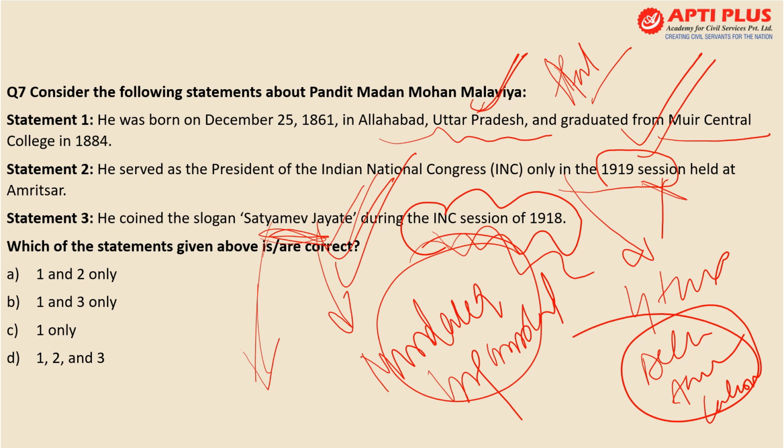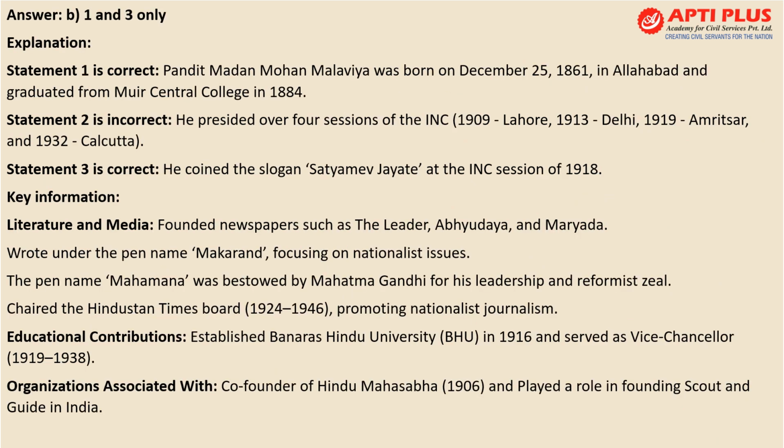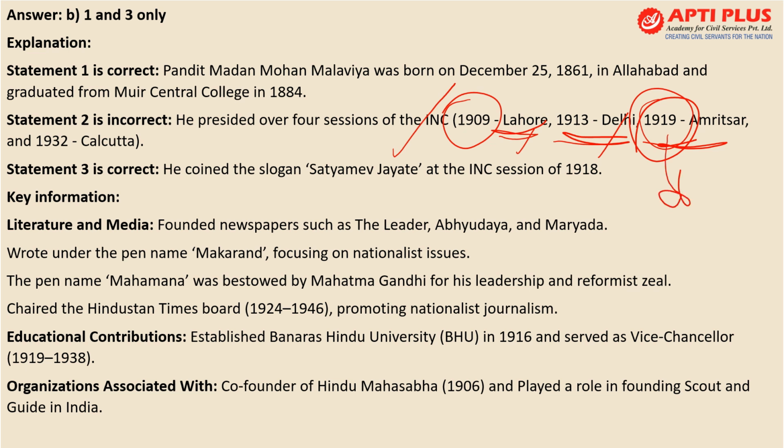Then it could be Satyamev Jayate can be attributed to Pandit Madan Mohan Malviya. So the answer will be B, 1 and 3. Let's see the explanation. He presided over 4 sessions: Lahore 1909, not the 1930 Lahore session, that is famous during Pandit Nehru ji; 1913 Delhi; 1919 Amritsar, 1919 is famous for another thing which you can mention in the comment section; and 1932 Calcutta.